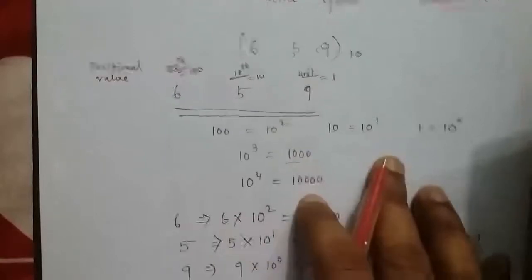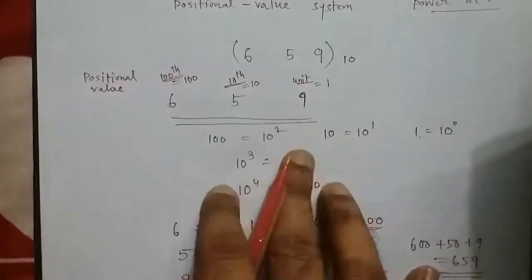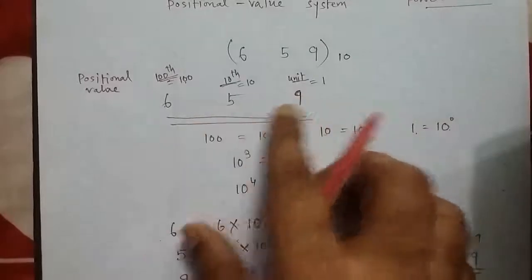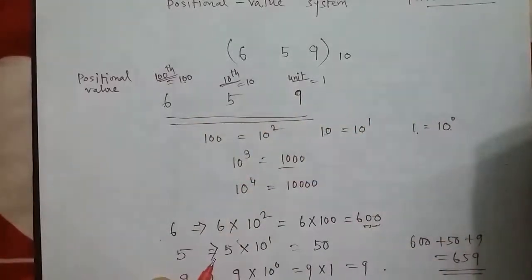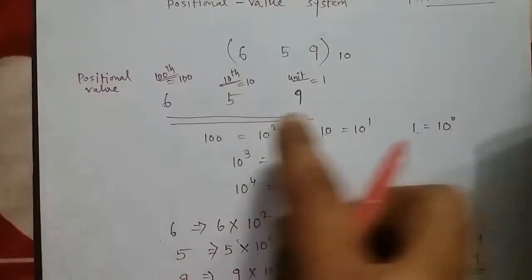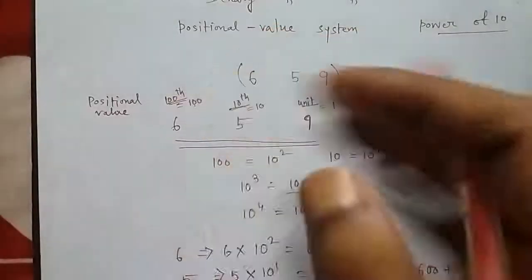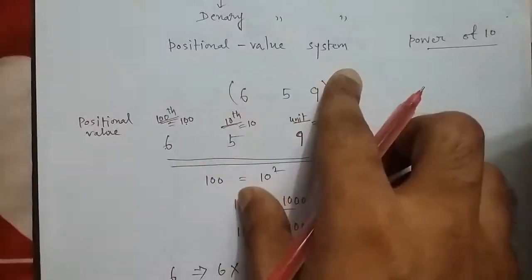So it is obvious that in the decimal number system, the place value of every digit depends on its position, isn't it? Here 9 is not 90, 9 is 9, 5 is not only 5, 5 is 50. So it always depends on their position. That's why the decimal number system is a positional value system. Okay.